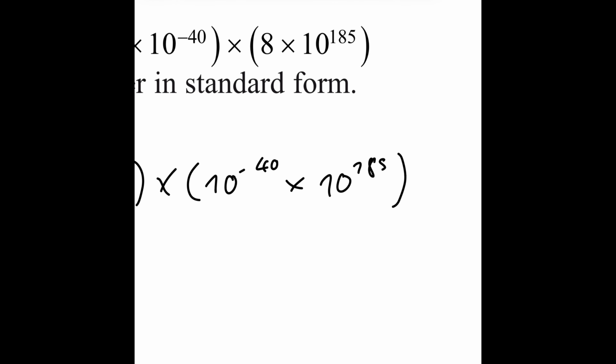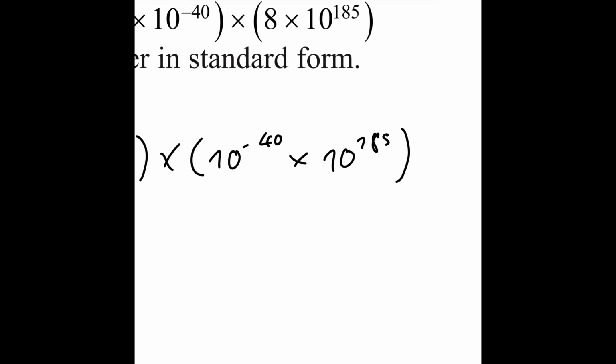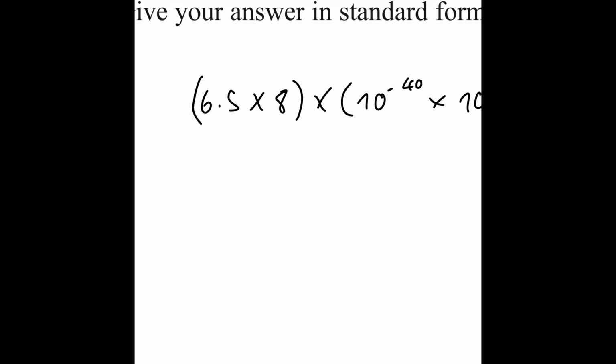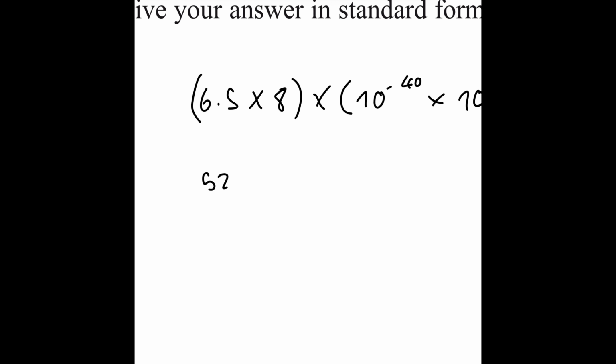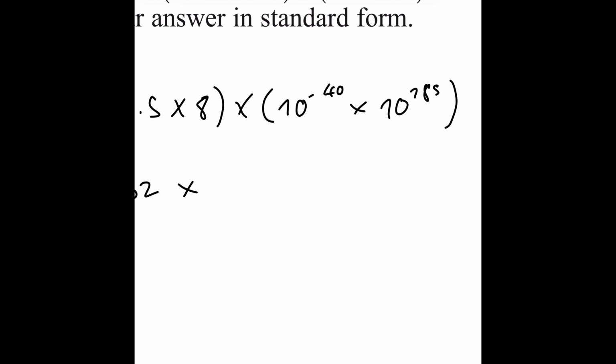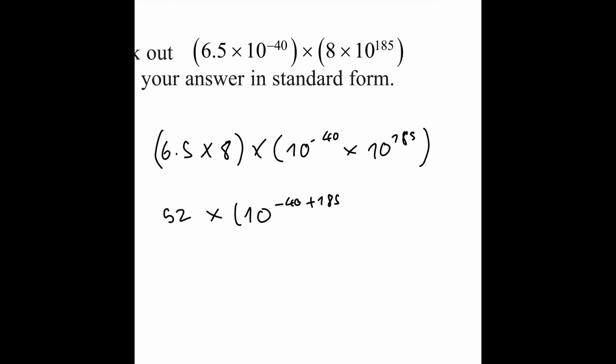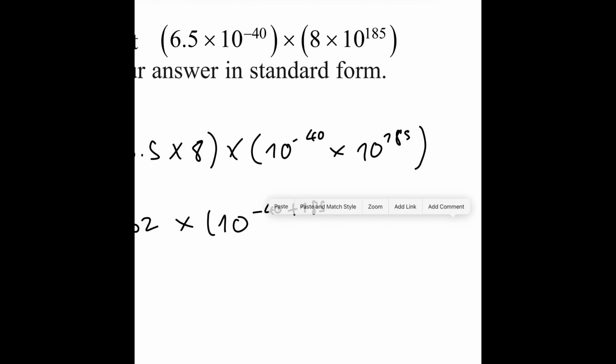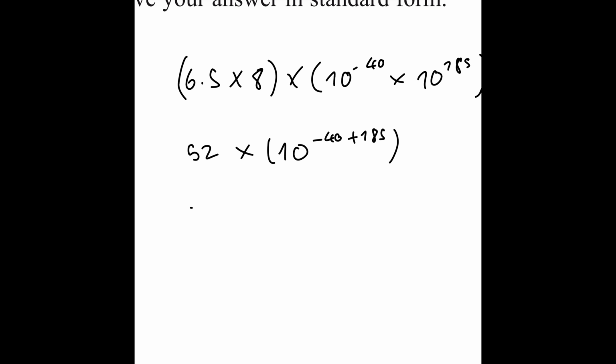And what do we know about when multiplying two numbers with the same base but different powers together? You add the powers. So what this means is you just have 6.5 times 8, which is 52, multiplied by 10 to the minus 40 plus 185. Let's write it in the next line: 52 times 10 to the minus 40 plus 185. It's 145.